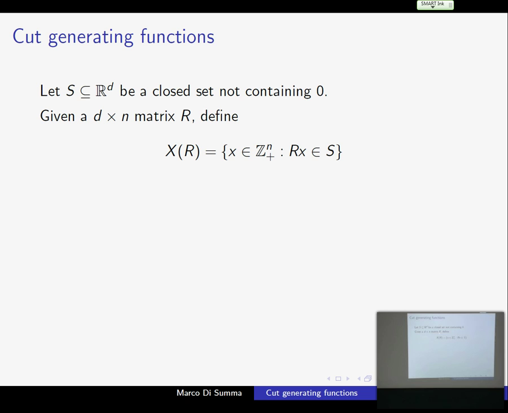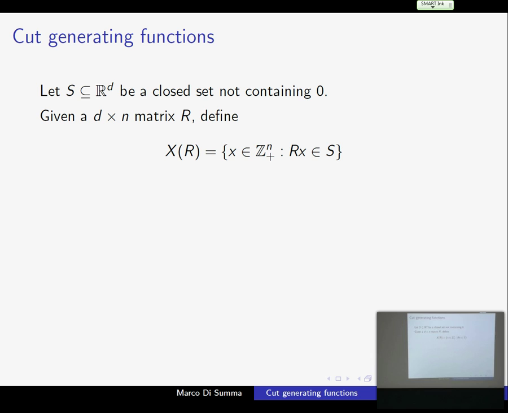So the number of rows of R is fixed, it is d, but you can take any number of columns. And for every such matrix R, you construct this feasible region, which looks strange now, but this is the region you construct. It's the set of non-negative integer vectors x such that Rx falls inside the set S. Okay, so let's take this set.